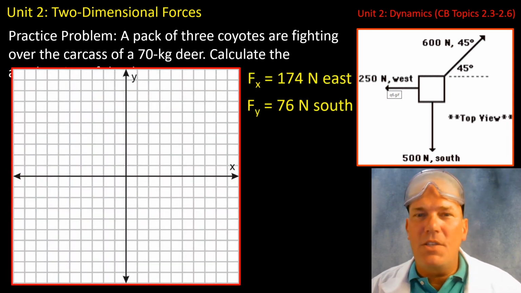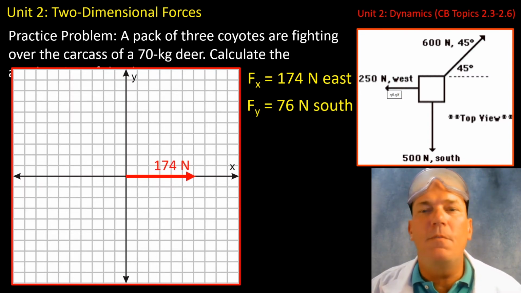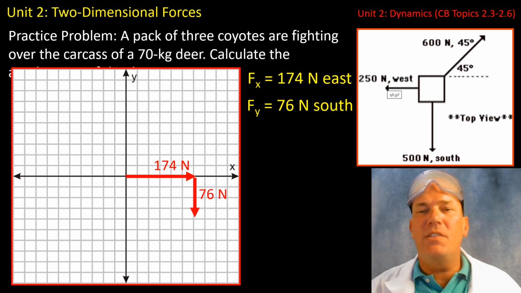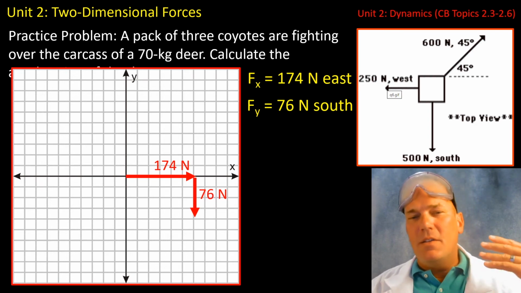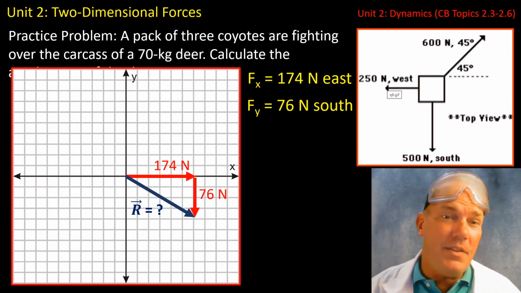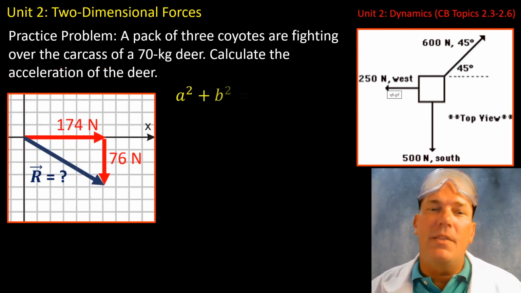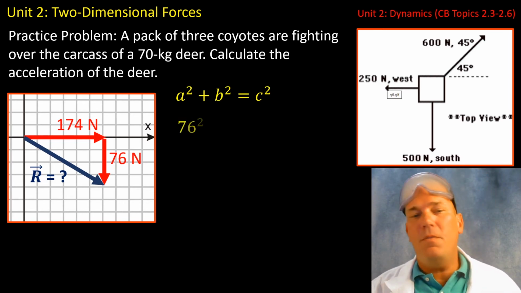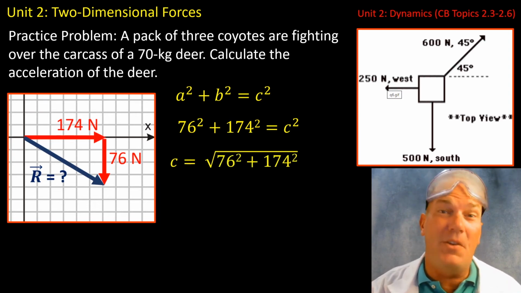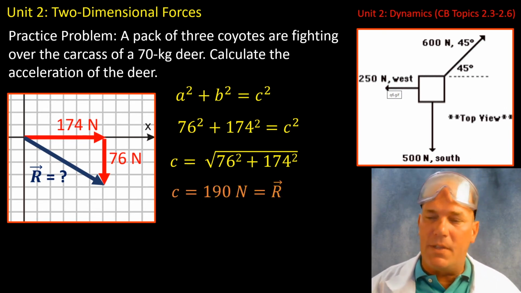So let's look at our Cartesian plane, and let's first draw our eastward force of 174 newtons. Now let's draw our southward force of 76 newtons, and from the beginning or origin, we can extend that, and we have our hypotenuse, which is the resultant vector, which is part of what we're trying to solve for. So, using the Pythagorean theorem, we can go ahead and solve for side C, which is the hypotenuse, which is our resultant vector in this case. And we get that it is 190 newtons.